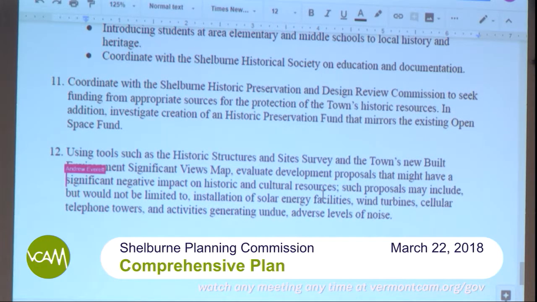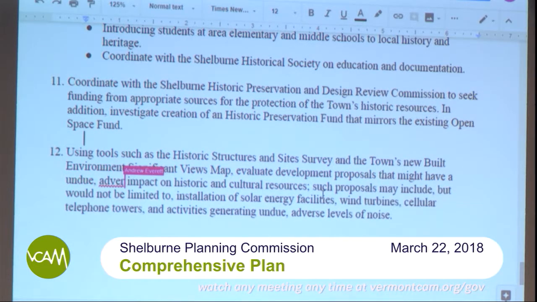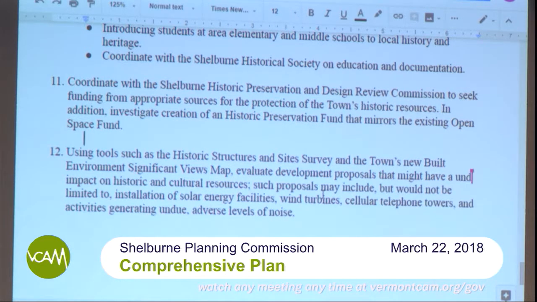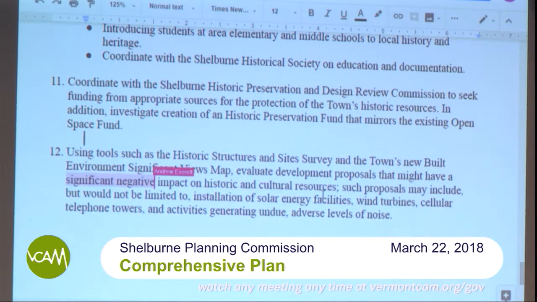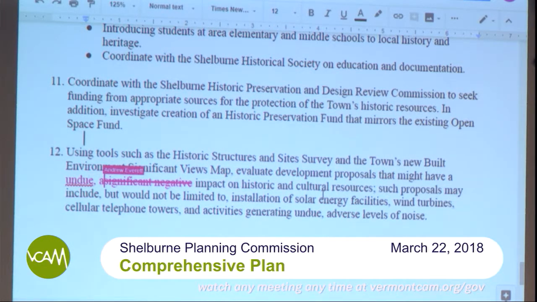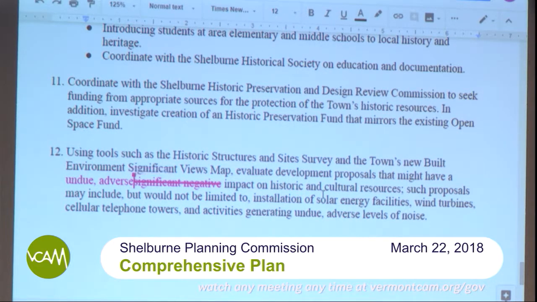Okay. And is it always undue, comma, adverse? Is it always that? I'm not certain. I think maybe not always a comma. I guess I should make that a suggestion, right? And basically undue is a substitute for significant. First of all, is there a negative impact? And then is that impact so significant that it's undue, or is it significant? Right. And that test is how you determine whether or not it's significant. Well, that seems like a good edit.